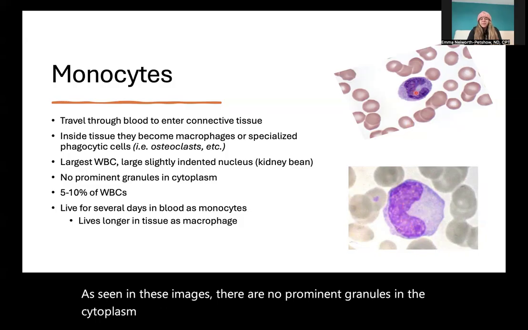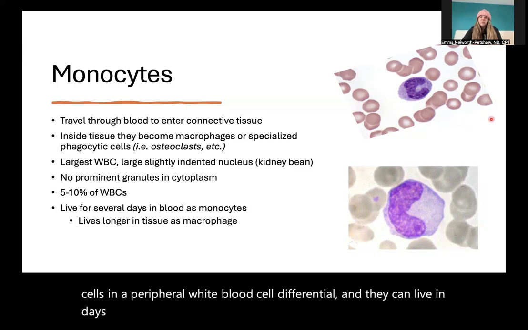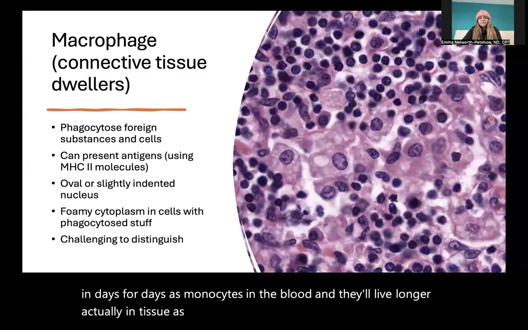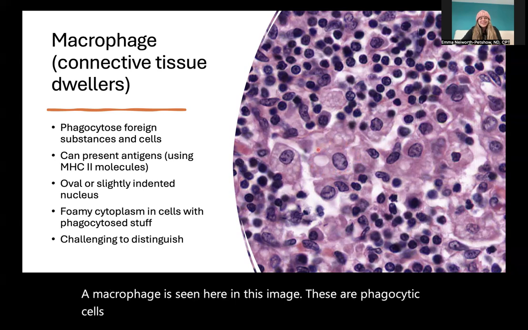It makes up about 5 to 10% of white blood cells in a peripheral white blood cell differential, and they can live for days as monocytes in the blood, and they'll live longer actually in tissue as macrophages. A macrophage is seen here in this image. These are phagocytic cells that will ingest and engulf foreign substances and cells.